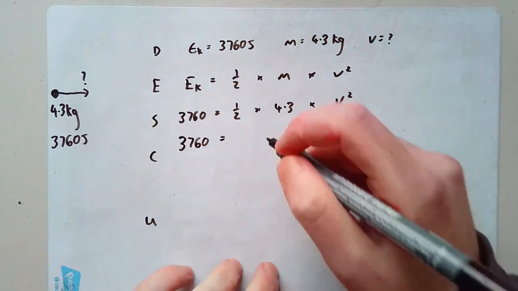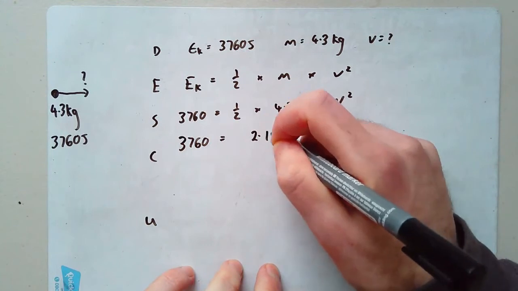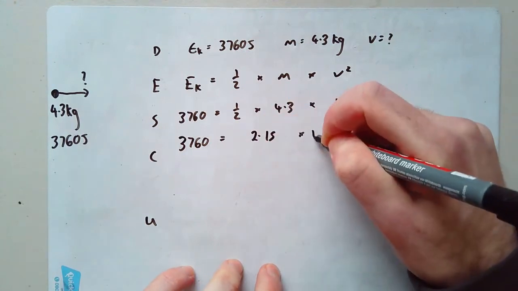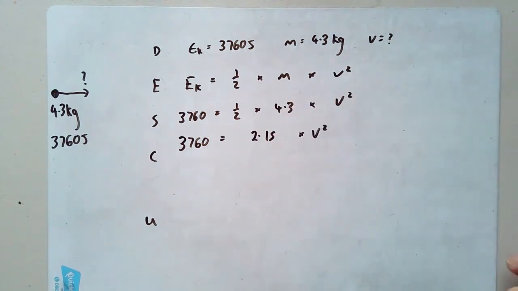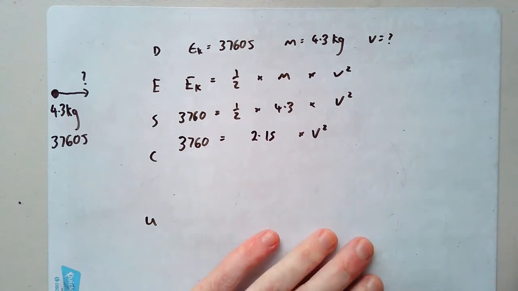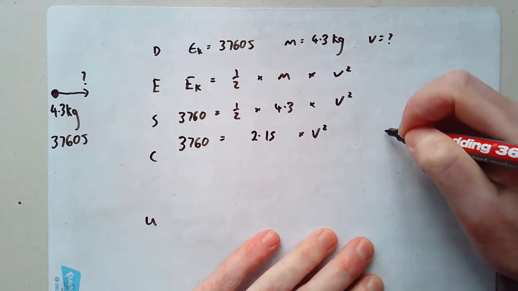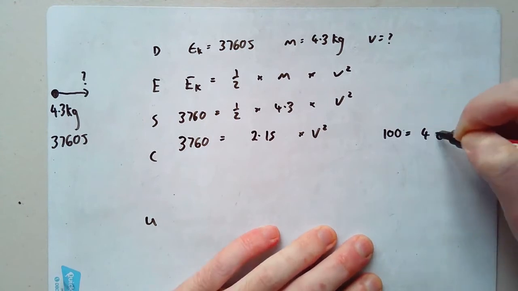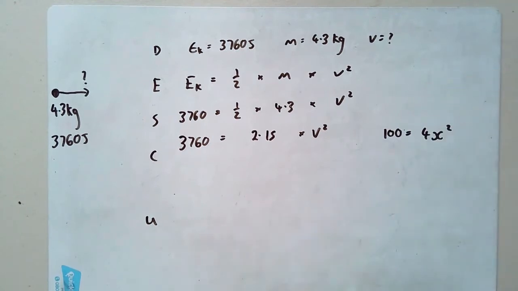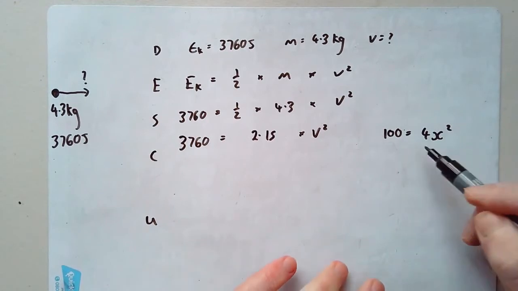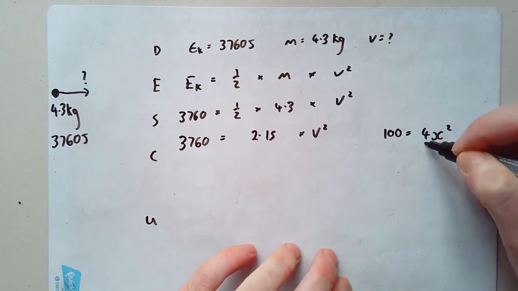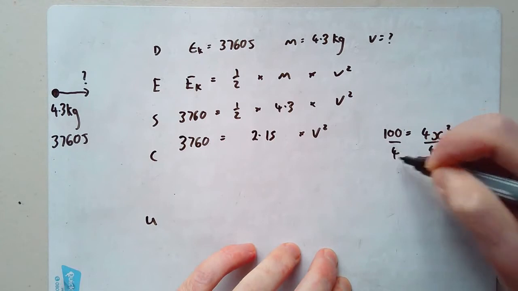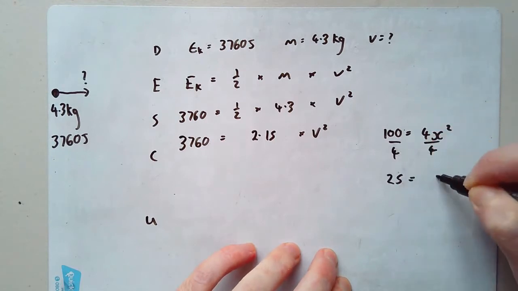Now this is similar to if you had in maths, say, 100 equals 4 times x squared. That's what this is. In order to solve this, what we'd do is we'd divide both sides by 4, and we get 25 equals x squared. We'd then square root both sides, and we get 5 equals x.